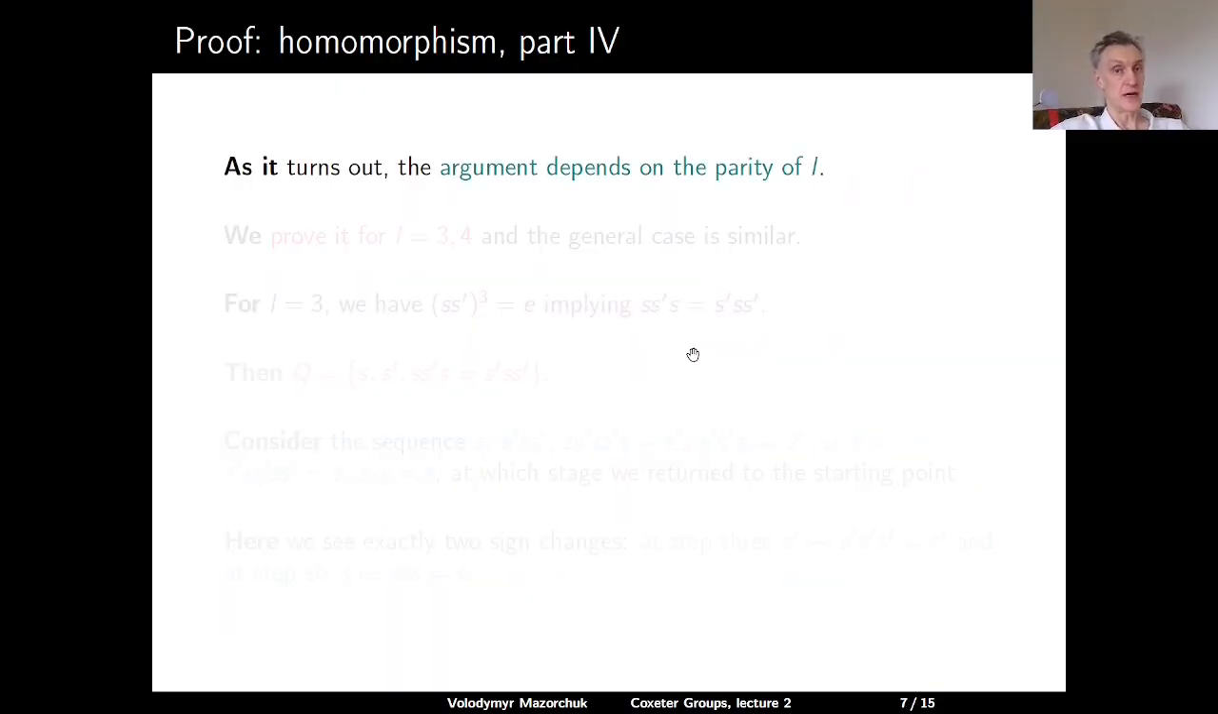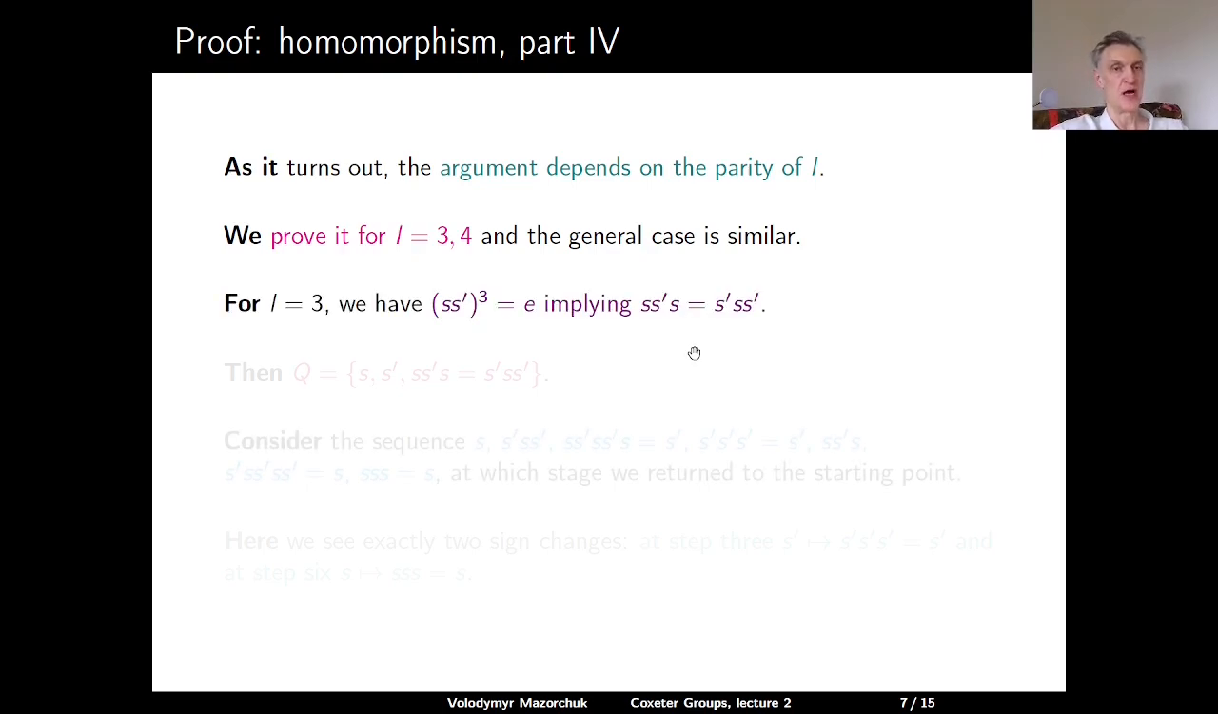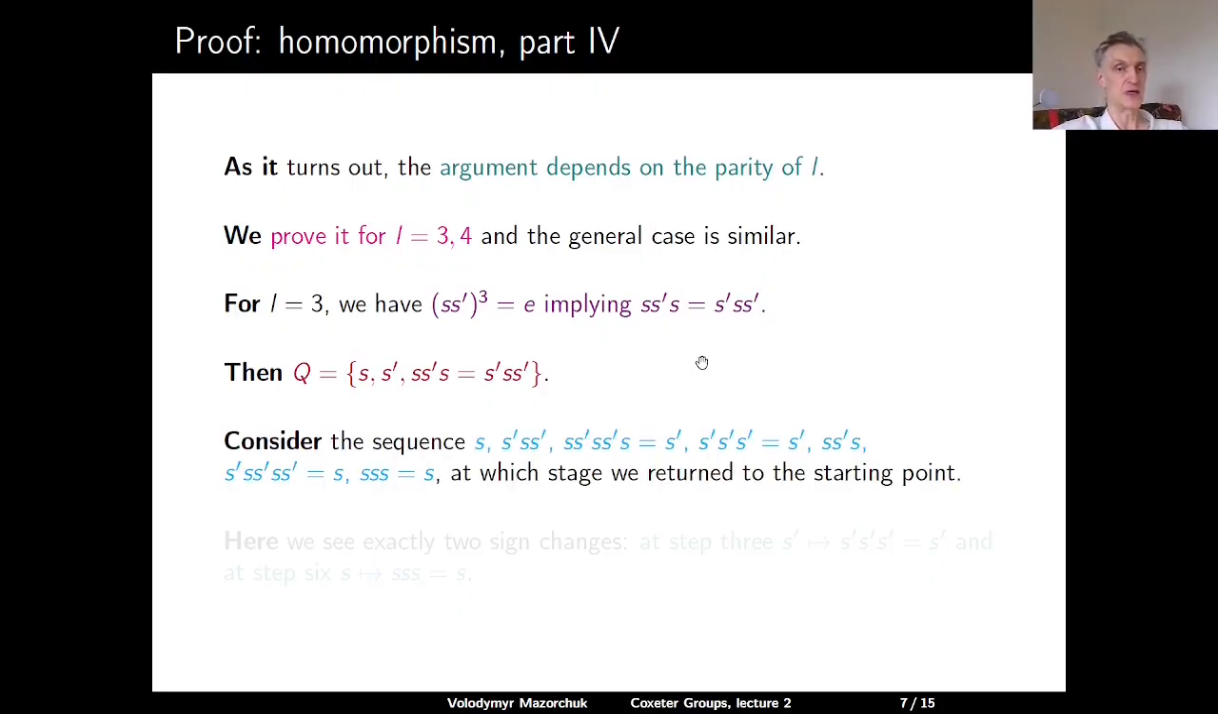Okay. The argument will depend on the parity of L. We will check it for L equal to 3 and 4, and we will see that the general case is similar. For L equal to 3, (s s prime) to the power 3 is the identity, which means that s prime s s prime is equal to s s prime s. And our set Q consists just of s, s prime, and s prime s s prime. And now look at the sequence.